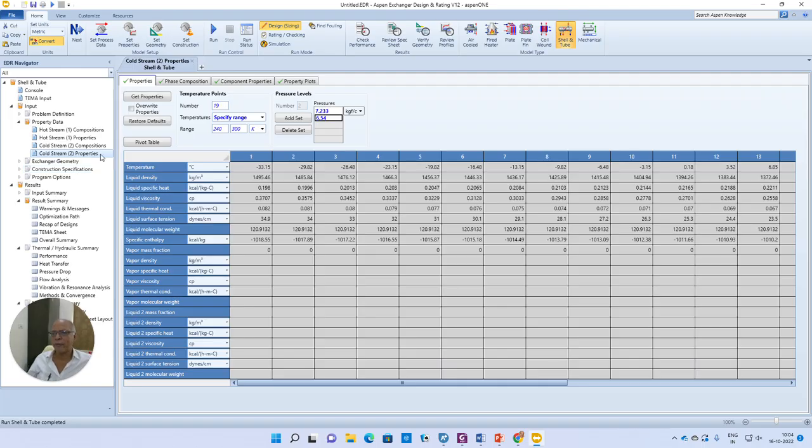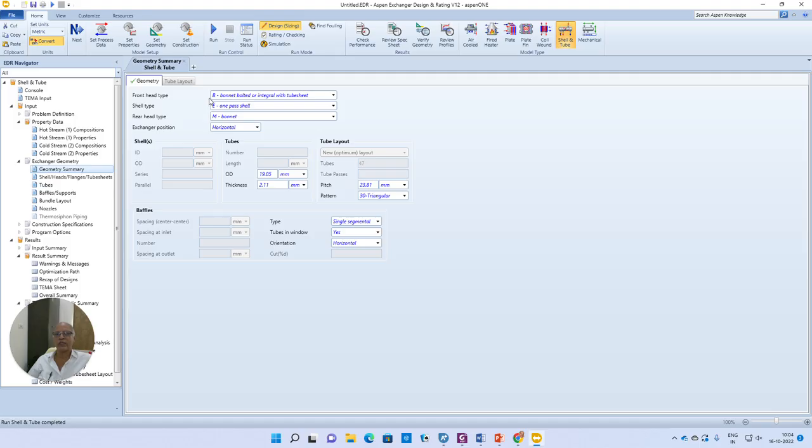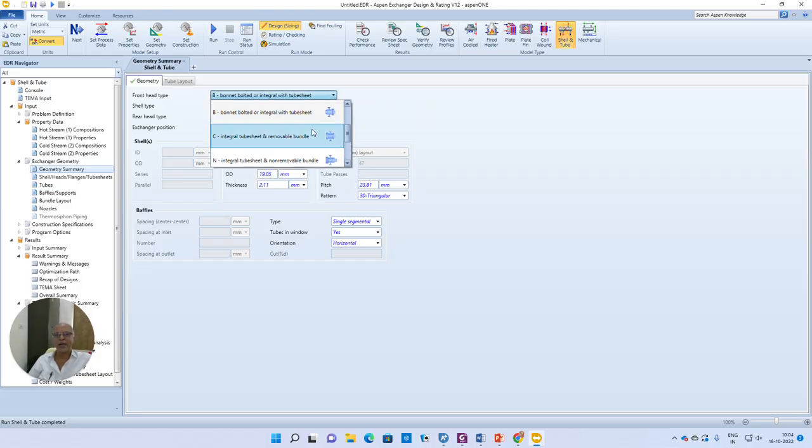Now let me go back to some of the details which we ignored in the beginning. We never said what type of exchanger we are trying to design. In fact, it is available right in the first tab. Now what do you mean by the head type, shell type, rear head type? We never mentioned. By default, the simulator was using some kind of values. So this is the front head type. They are given as B, C, N, D and so on.